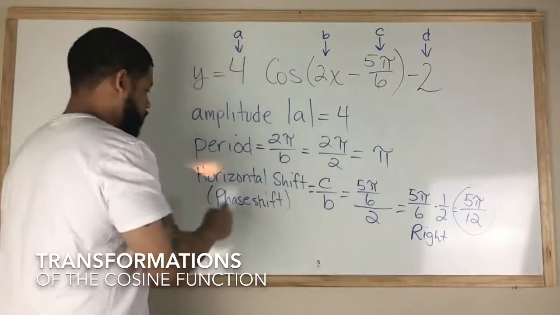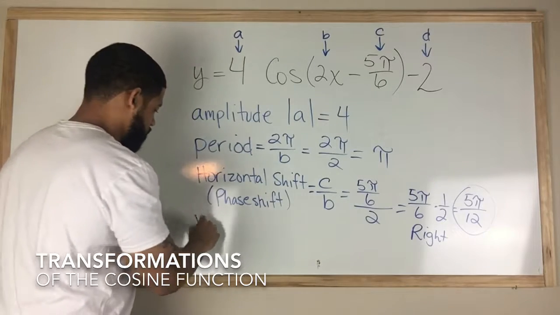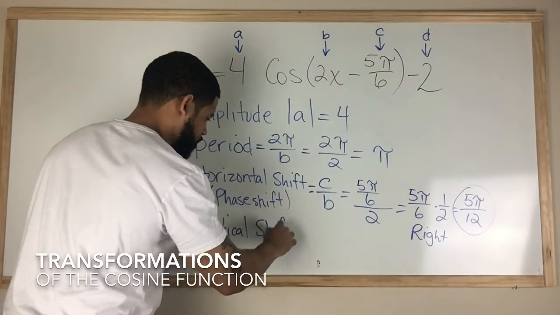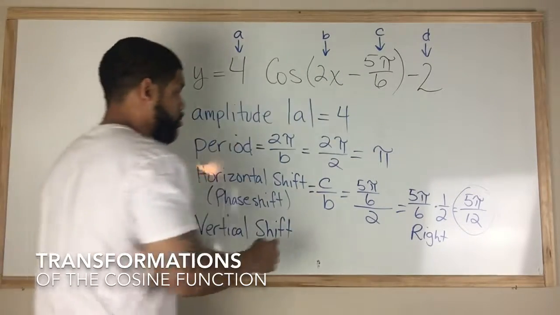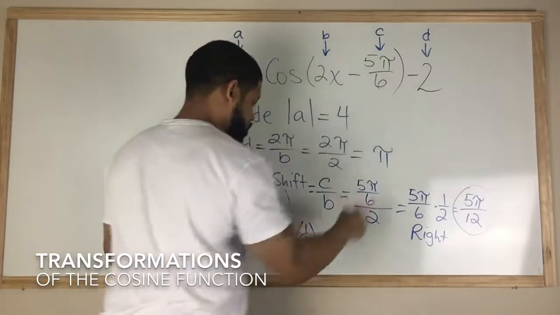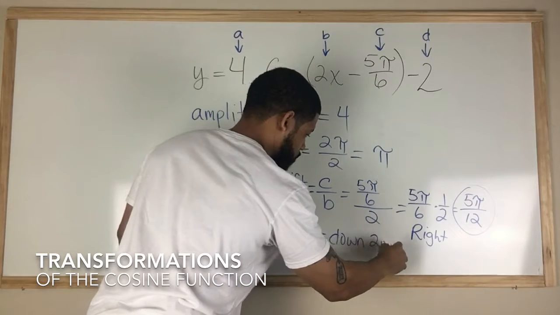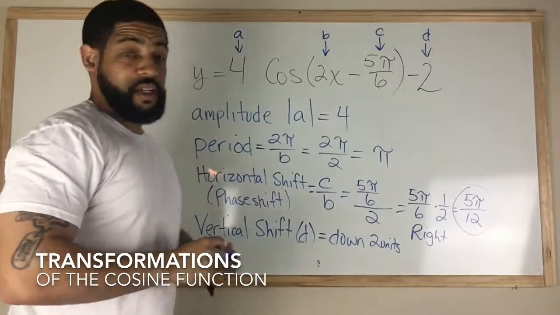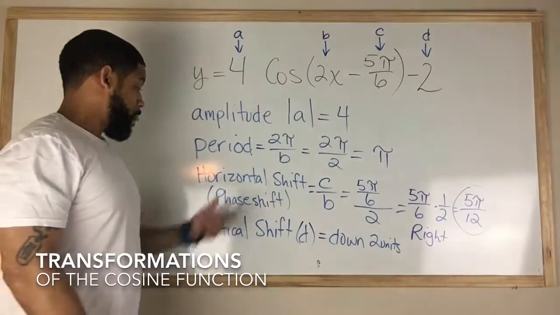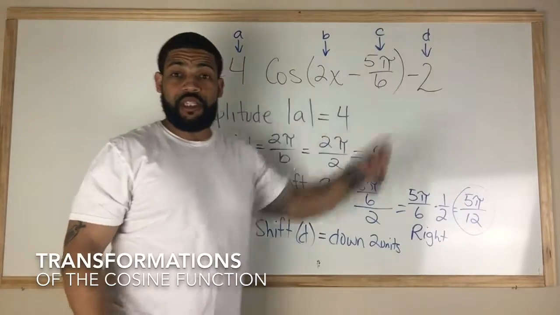Last thing we need to do: we have the amplitude, the period, the horizontal shift. Let's see the vertical shift. Vertical shift goes up and down. So here, d says minus 2, so it's down 2 units. So we've identified the amplitude, a, the period, which is 2 pi over b, the horizontal shift, which is c over b, and the vertical shift, which is simply d.